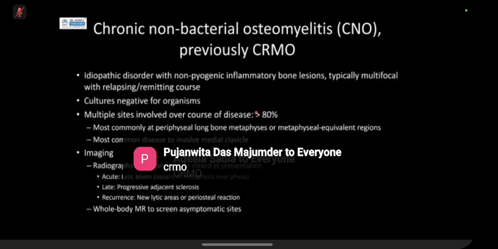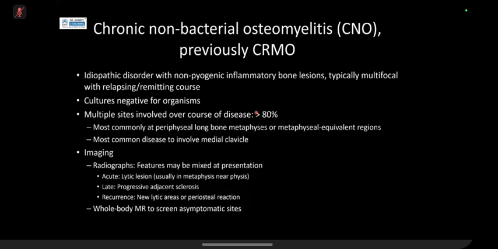So just a little bit about what it is. It has a relapsing remitting course. They say non-pyogenic because there's no bacterial growth. It's typically multifocal, but patients can still have systemic features like fever. So it's like a systemic JIA picture.